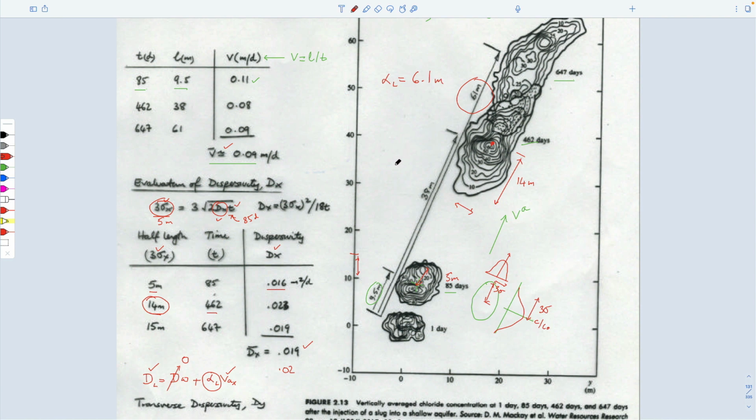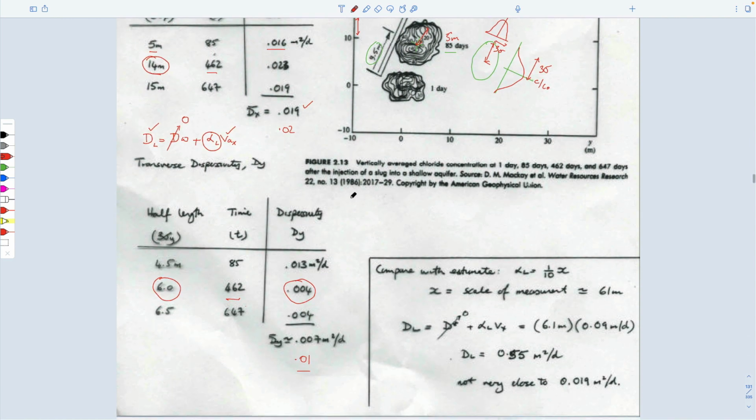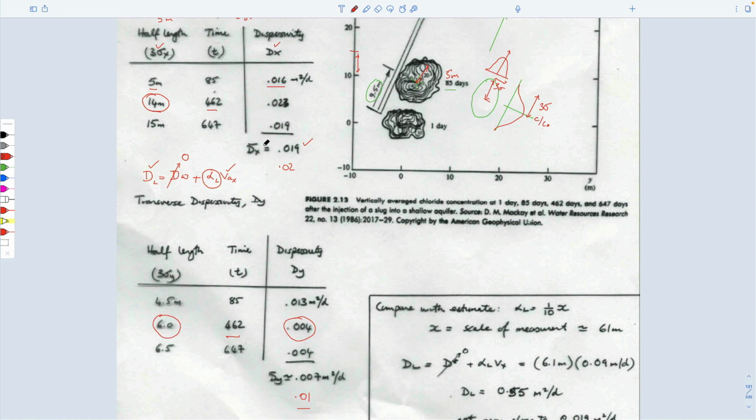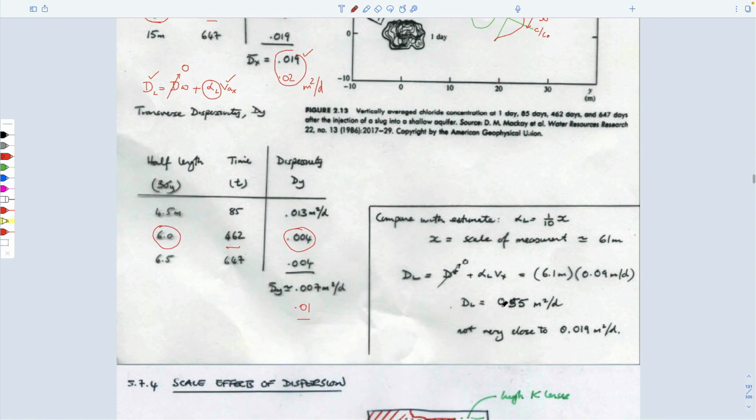meters. If we take the value that we got for this, which is a dispersion of 0.02 meters squared per day, we can convert that into a scale.